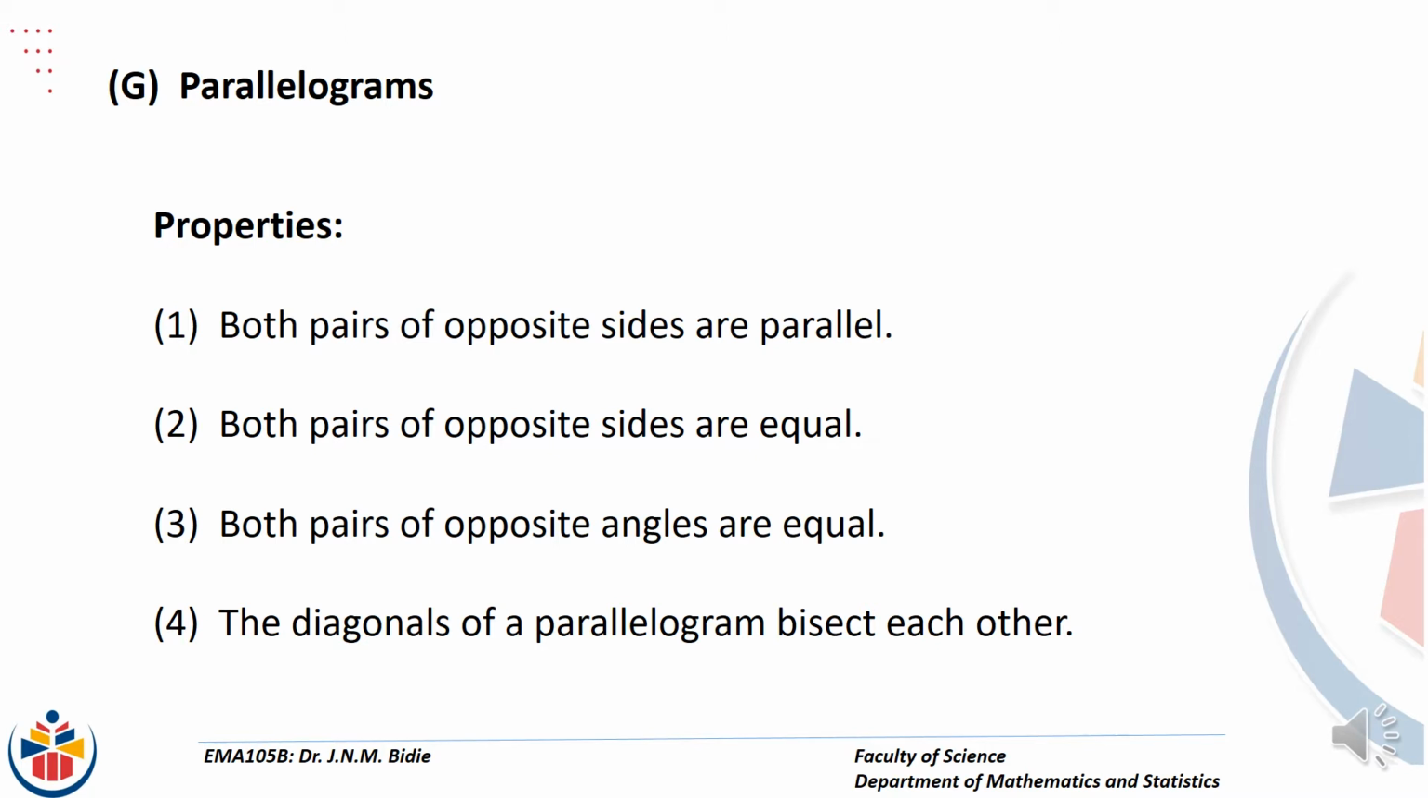Continuing with our revision, now we go to parallelograms and we start with the properties that we need to recall. Both pairs of opposite sides are parallel, both pairs of opposite sides are equal, both pairs of opposite angles are equal, and diagonals of a parallelogram bisect each other.